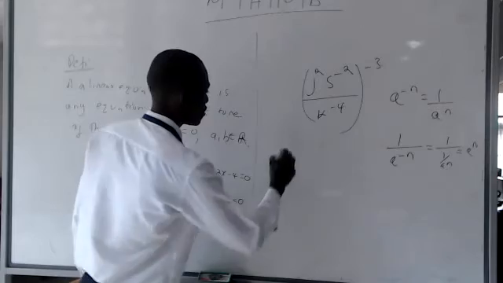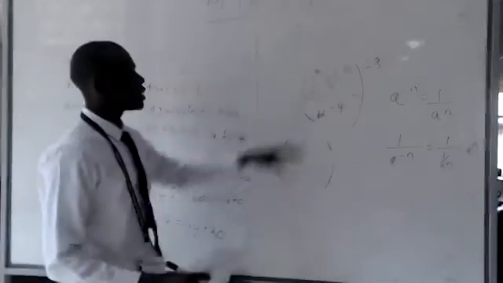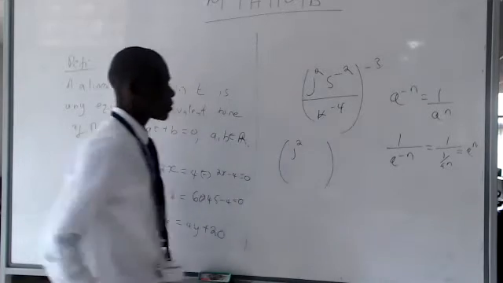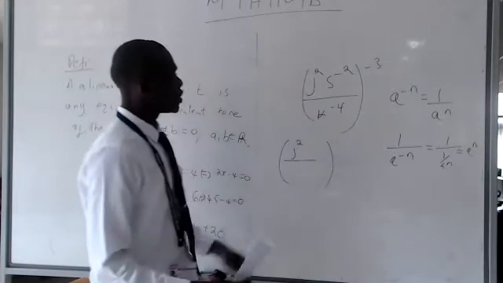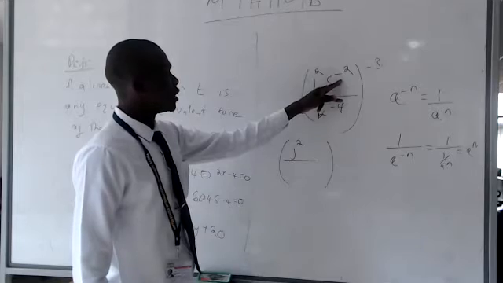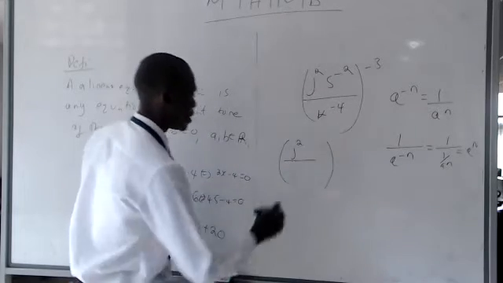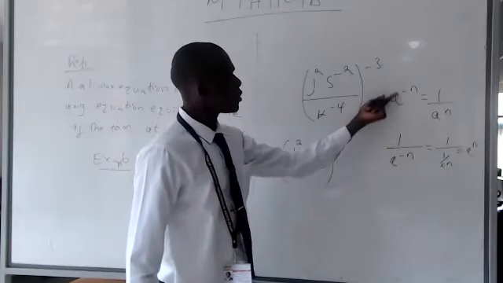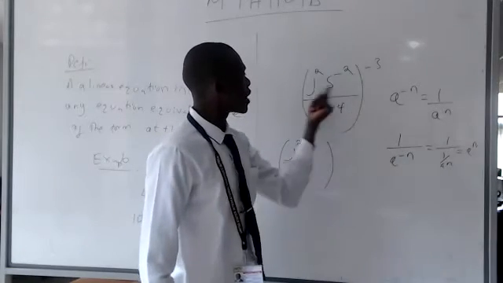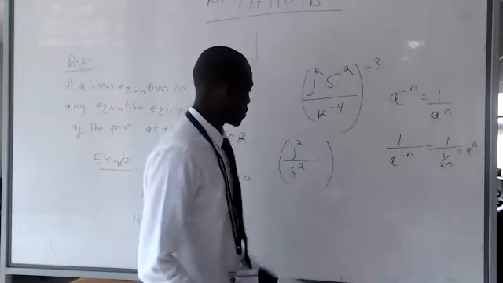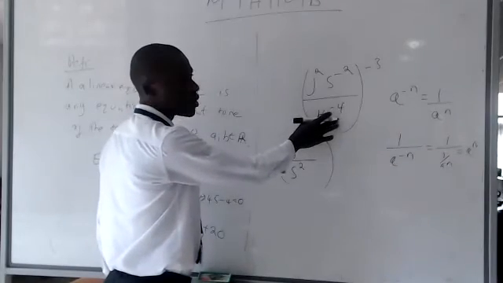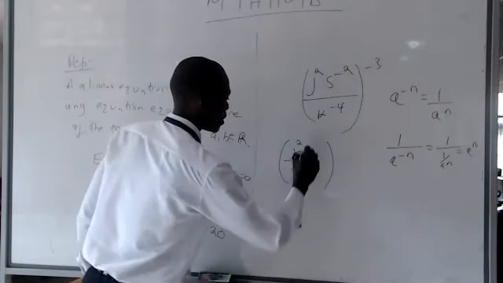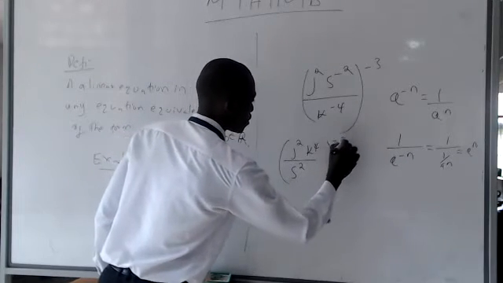So here, first, let's deal with what is inside the bracket. We have j squared divided by s squared: to change the sign of s from minus 2, we take it to the denominator. I've used this law, a to the minus n is 1 over a to the n, where a is s and n is 2. And then k to the minus 4, I will take upstairs, switching the sign, so I have k to the 4, outside raised to the minus 3.